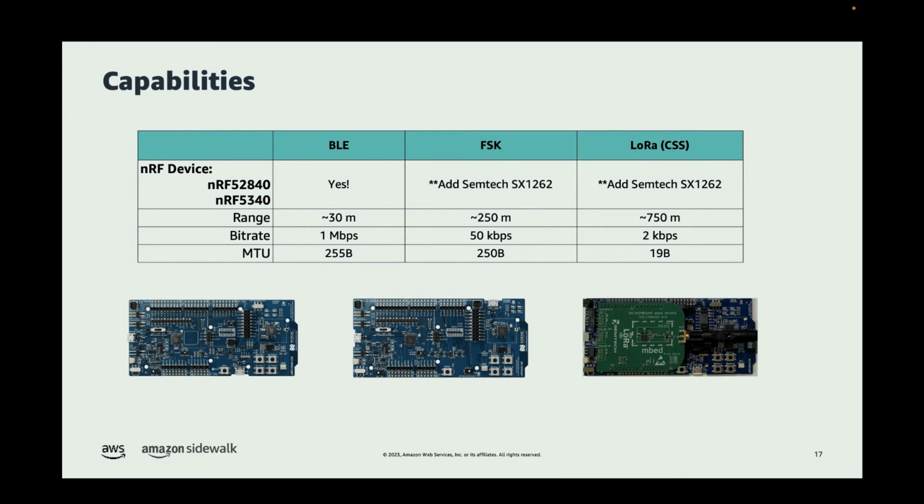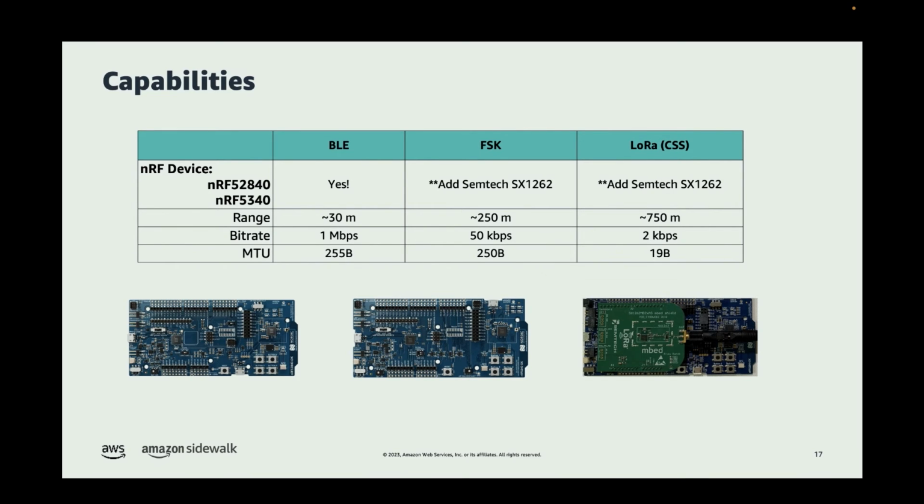Moving into the mid-range and long range, we have mid-range, which is FSK, which provides quite a bit more range, but it has a significantly lower bit rate for messages up to the gateways or the bridges, and a slightly smaller MTU size.